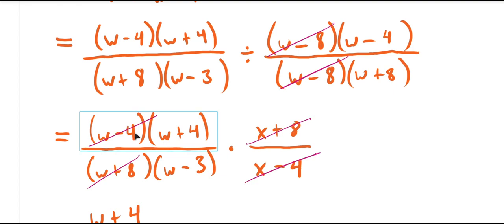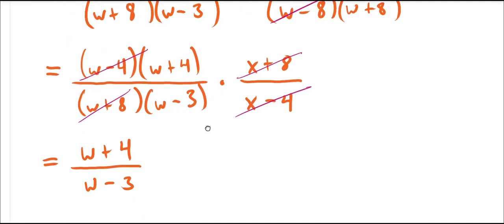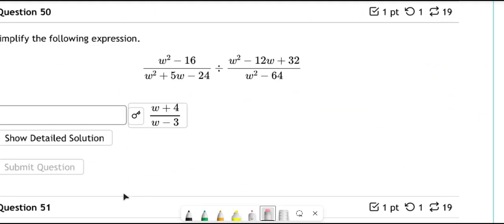Here we could see a u minus 4 on the top and bottom, as well as an x plus 8. Those two must cancel to 1, and so we just have basically a top and bottom times 1 left over. That's going to be w plus 4 and w minus 3. There we have it. On to 51.